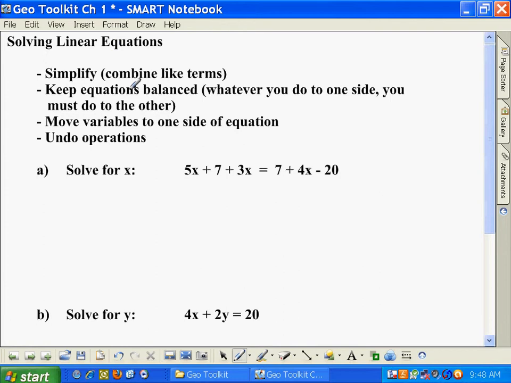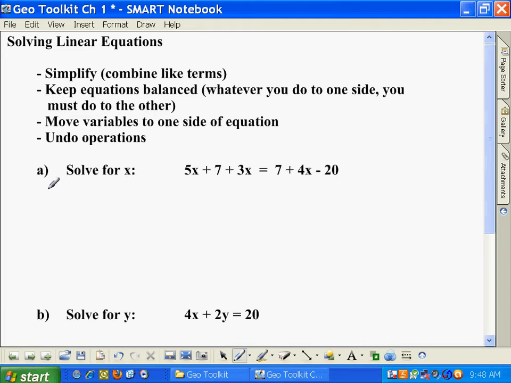Number one, one thing you want to think about as you're solving equations is to simplify, which means combine like terms, and I'll show you in a minute what this might look like. You want to keep equations balanced. That means whatever you do to one side, you must do to the other. You want to move variables to one side of the equation. So typically you'll have x's, say for instance, and you'll have a whole bunch of numbers, so you want to get the x's on one side and the numbers on the other. And then also undo operations. So for instance, what's the opposite of add? Well, it's subtract. So what's the opposite of multiply? It's divide, things like that.